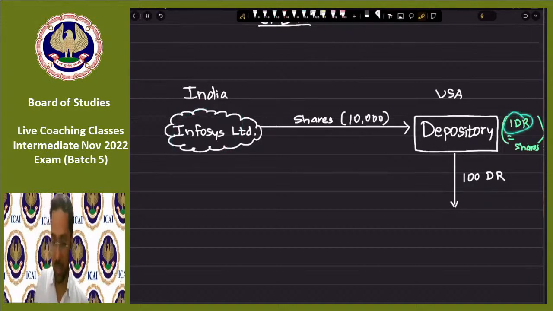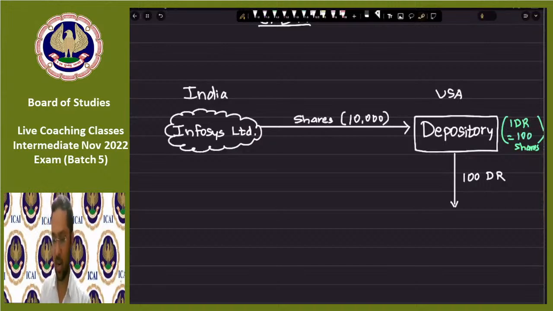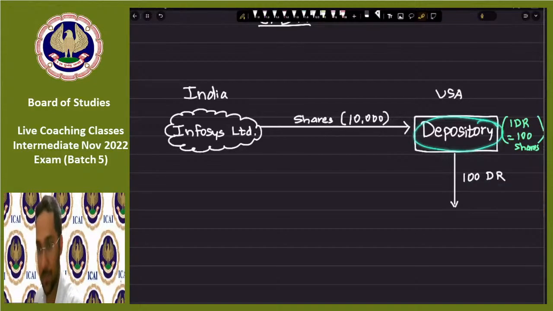So one depository receipt will be equal to 100 shares. So against 100 shares of Infosys, 100 depository receipts are issued. Now this depository receipt is issued by an organization in US. This is issued by an organization in US, right?